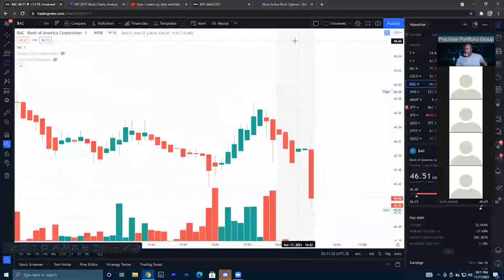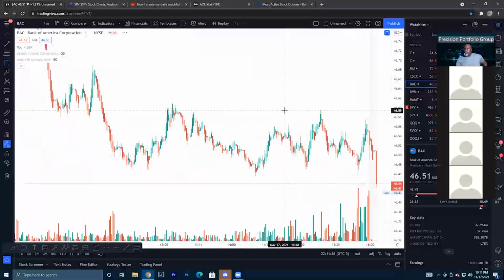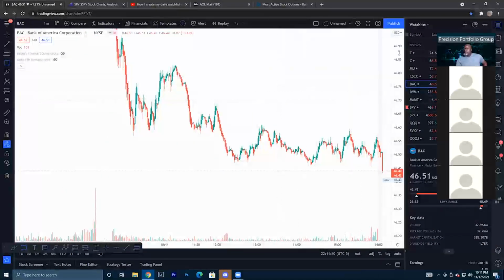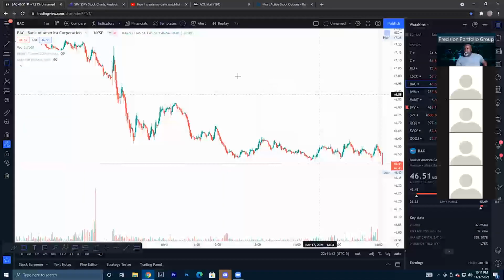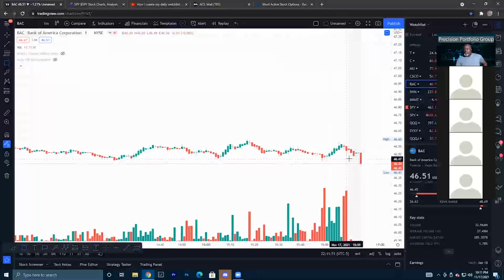Let me take this out. The daily chart, and spot the trend direction. That's all you've got to do. Spot it. Like BAC, Bank of America, it's definitely on a strong downtrend. It has been consolidating, and you just want to see where it goes.